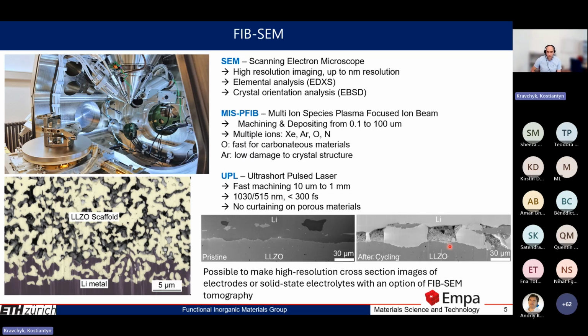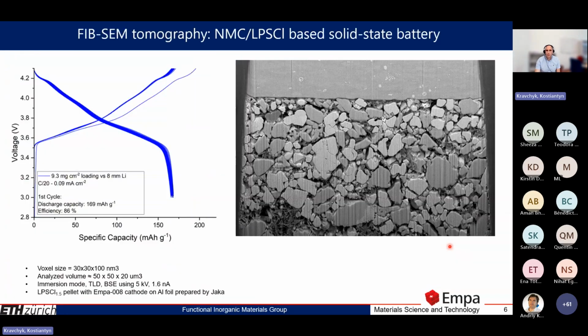Now, of course, milling can be done using different sources, using different ions, depending on what you want to reach. So I don't want to go into details. I just want to emphasize the importance of these techniques.